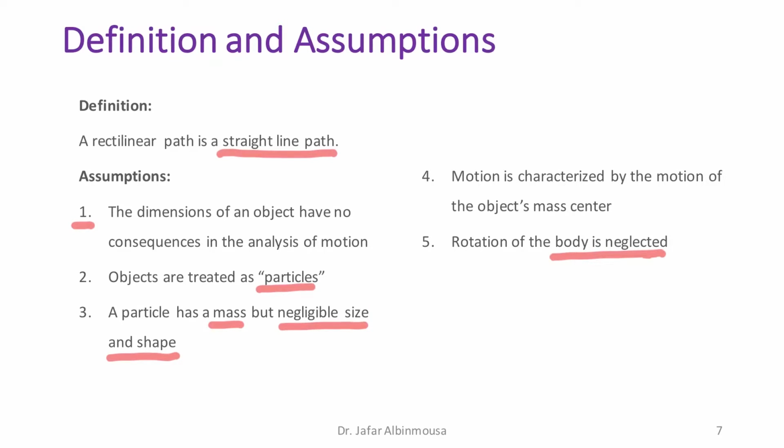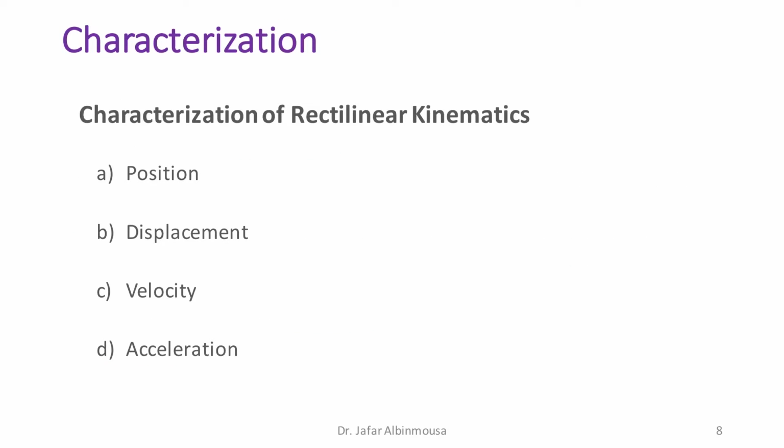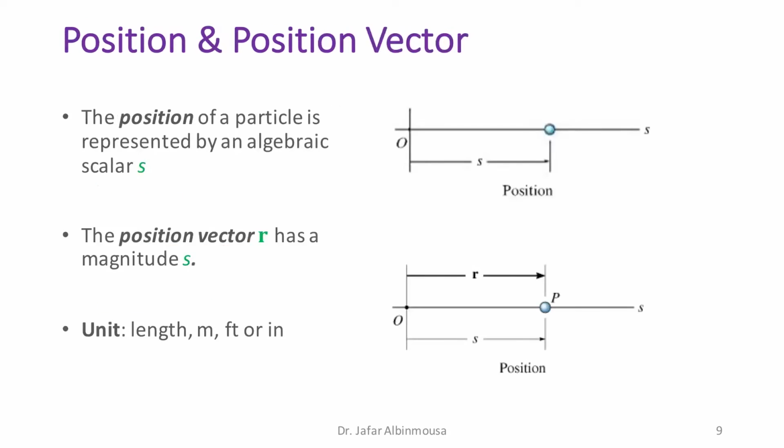Now, to characterize the rectilinear motion, we need basically to define the position, the displacement, the velocity, and acceleration. And by the way, this is what we are going to do again and again and again. Now, to start with the position and the position vector.